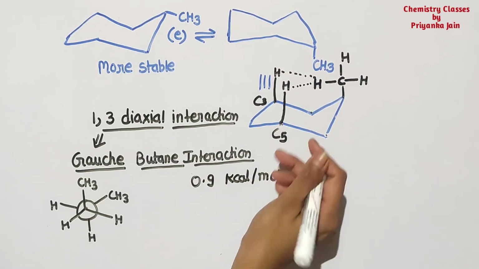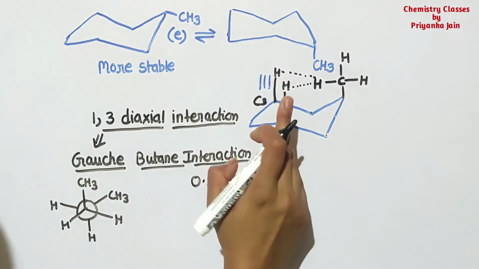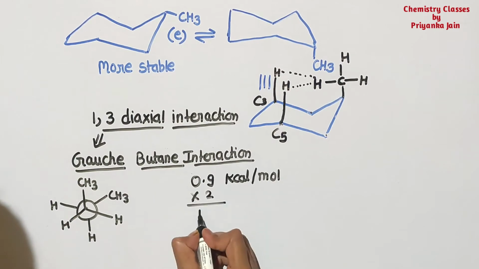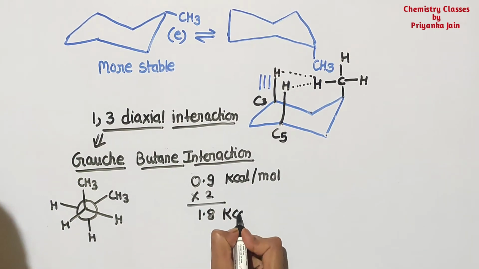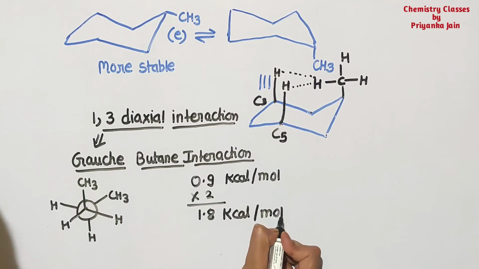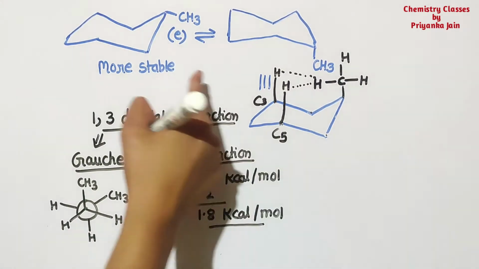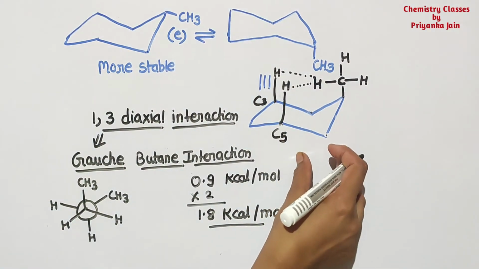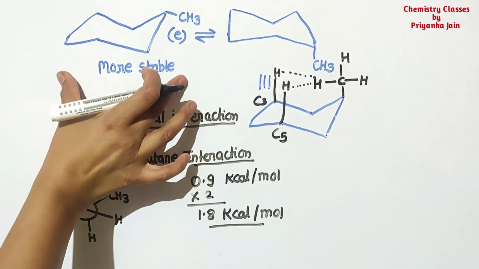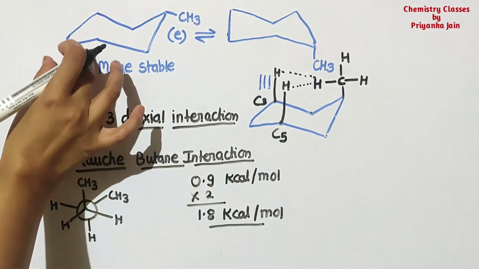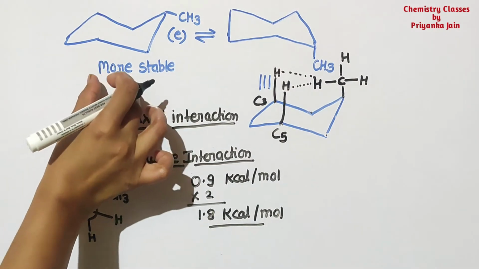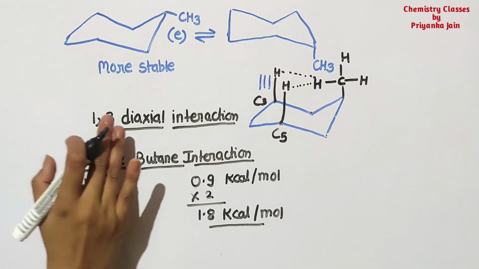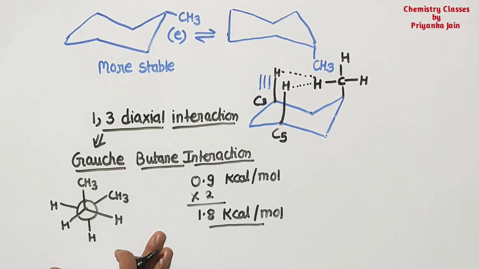But in the case of cyclohexane, there are two such interactions. One is this, another one is this, so we can multiply it by 2. It means there is 1.8 kilocalorie per mole extra energy in this form as compared to this form. So whenever energy is less, the conformation is more stable. This conformation is more stable as compared to this. So the whole thing about the 1,3 diaxial interaction should now be clear.